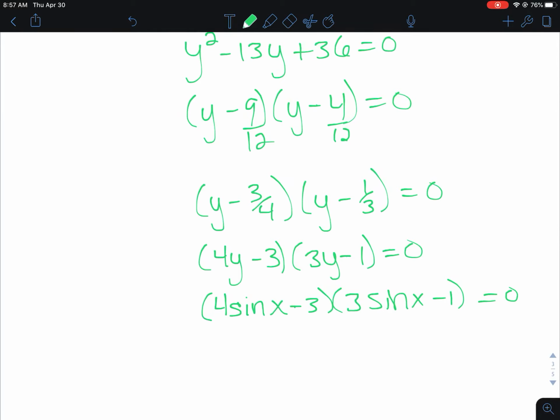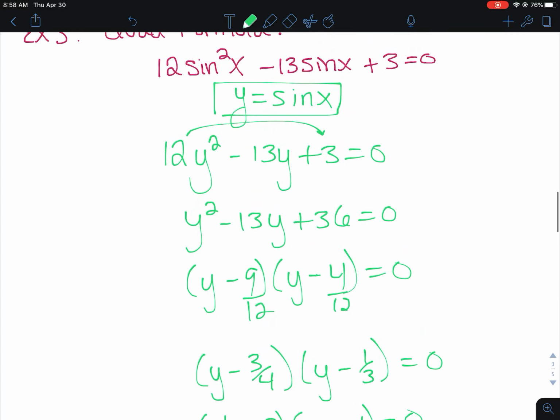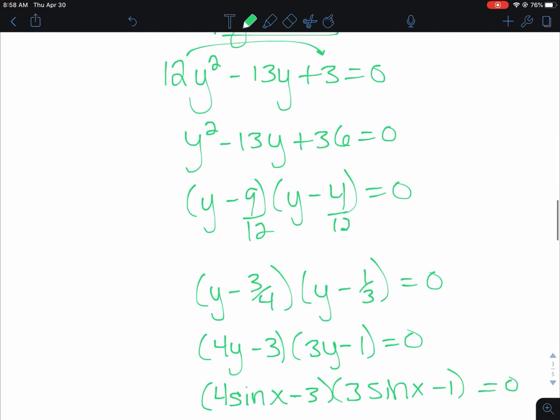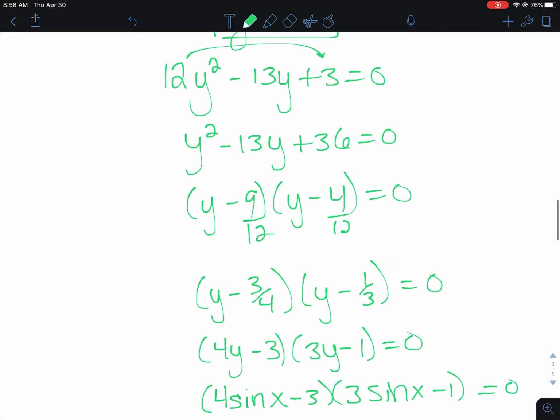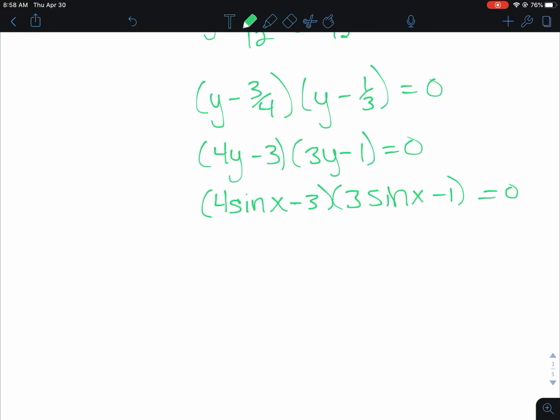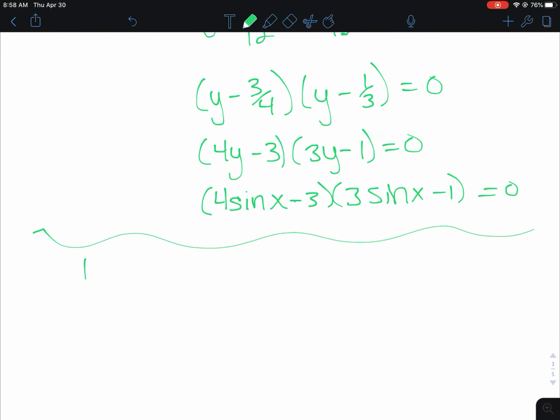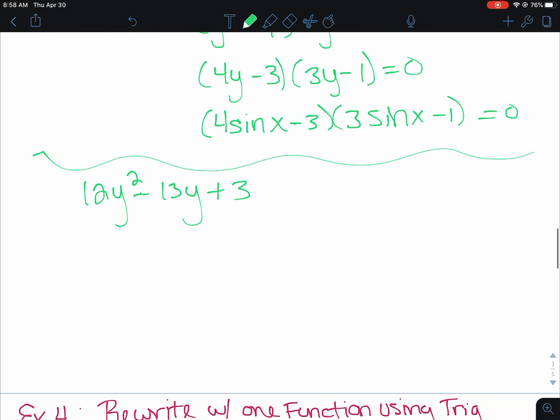But let's say I couldn't figure out the slide and divide. Remember, you can always use the quadratic formula. So let's retry this problem, but with the quadratic formula. So 12y squared minus 13y plus 3. Okay, so that's my a, b, and c.